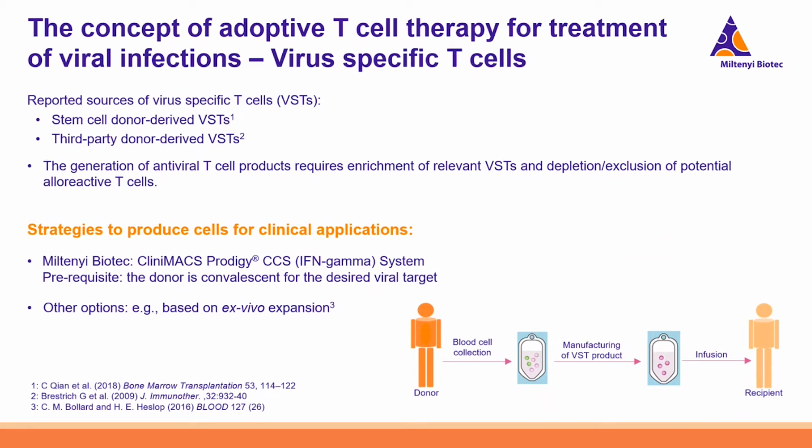The production of antiviral T cell products requires the enrichment of relevant VSTs and depletion of potentially alloreactive T cells. There are several strategies to produce these products, as for example those that are based on ex vivo expansion. Another option is provided by the CliniMACS Prodigy CCS interferon-gamma system from Miltenyi Biotec. For this option, it is necessary to find a convalescent donor for the desired viral target.